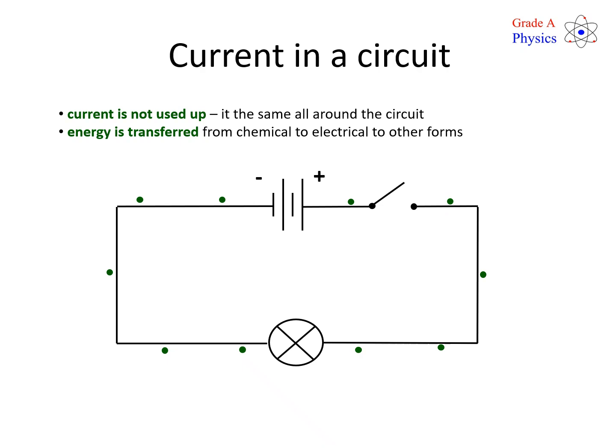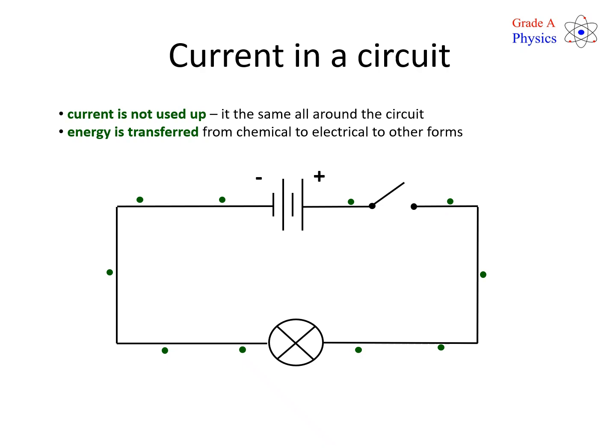So if we have current in a circuit, a couple of key ideas here. The first one, which is really, really important, is that current is not used up. It is the same all the way around the circuit. Very, very important. The electrons do not disappear or reappear. The electrons stay the same, and they transfer energy from one point to another.